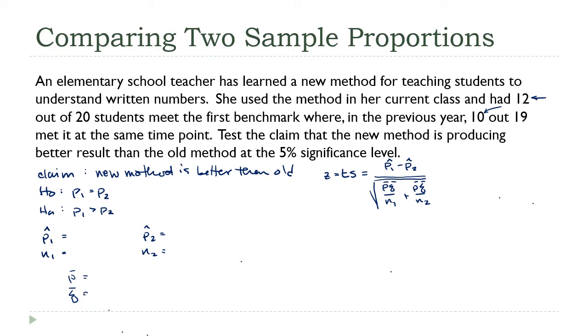So p1 hat, that is the current class. That was 12 successes out of 20, which is exactly 0.6. And our sample size here was 20 students.